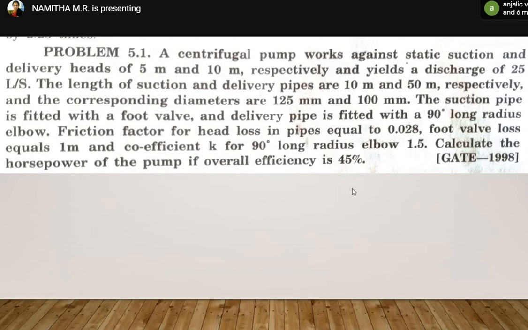Friction factor for head loss in pipes is equal to 0.028. Foot valve loss is 1 meter. Coefficient K for the 90-degree bend is 1.5. Calculate the horsepower of the pump if the overall efficiency is 45. So we will see the answer for this.